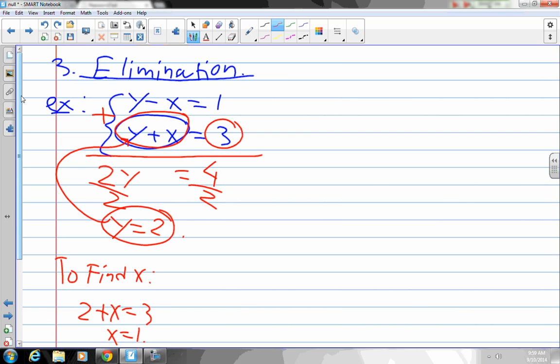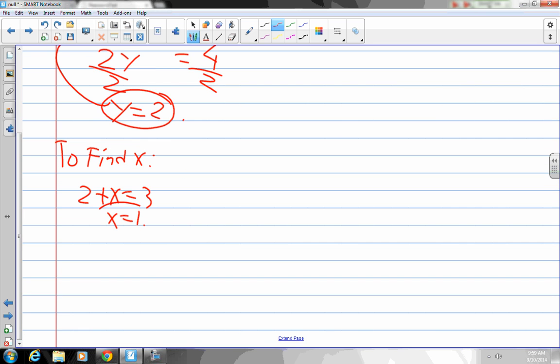If I plug 2 in here, 2 minus x equals 1, so x has to be 1. So you get the same result in both cases. It doesn't matter which equation you plug in. So the solution is (1, 2). That's what we got by graphing. We kind of guessed that that's the solution from graphing, and it's true.